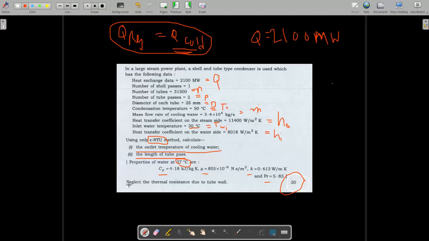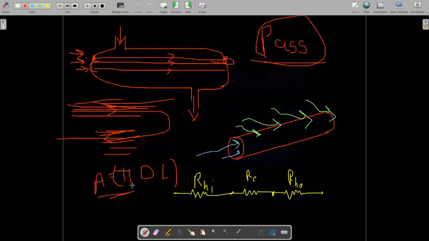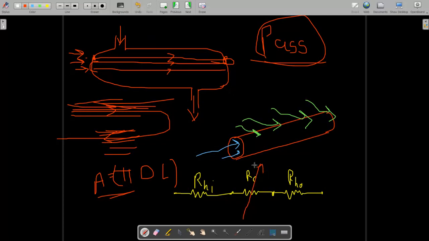Okay, and neglect the thermal resistance due to tube wall. This is a very important line. Okay, so here it is given that resistance due to conduction is neglected. So this resistance will become zero. So we have only two resistances: the resistance from convection heat transfer inside and the resistance on the outside.